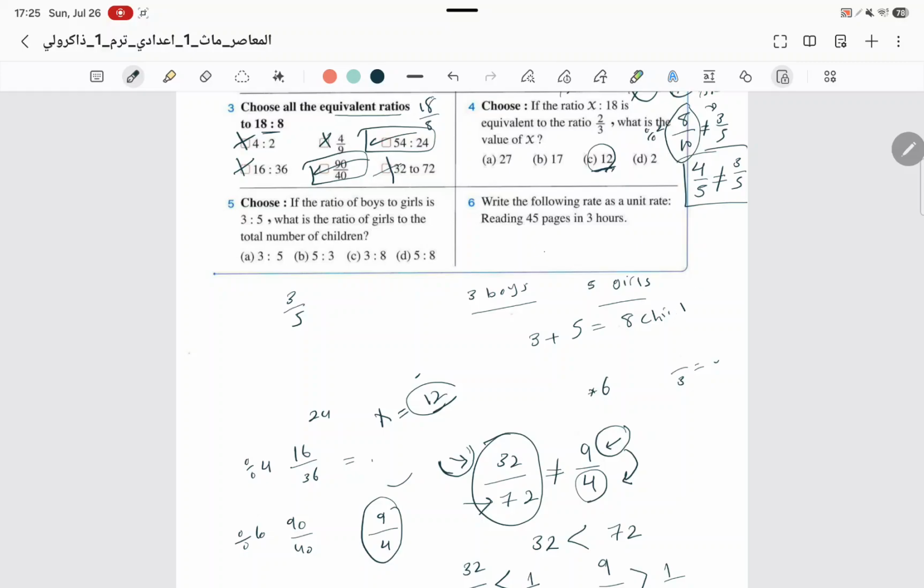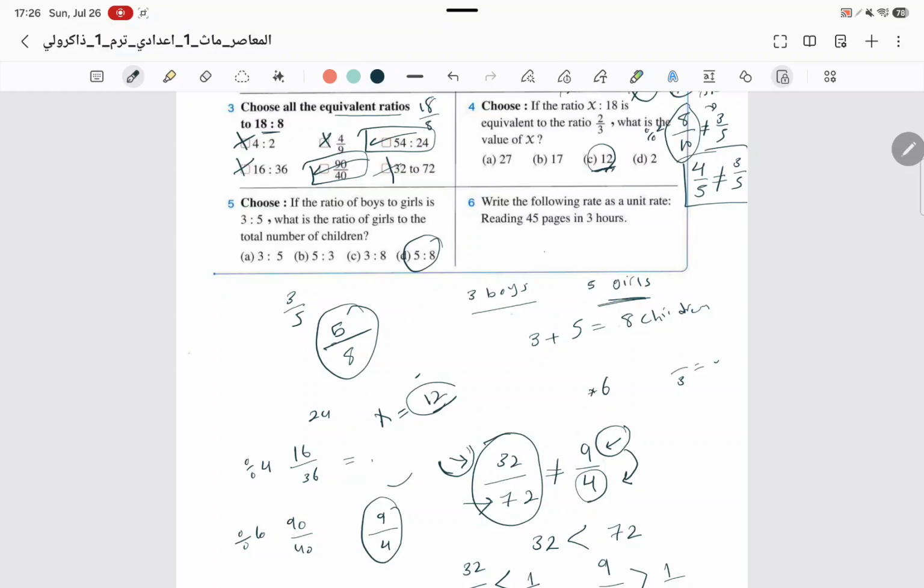So what is the ratio of the girls? The number of the girls is 5, because we have 5 girls. That is 5 over the total number of children, which is 8. So our answer is 5 over 8, the last one, D, 5 over 8.